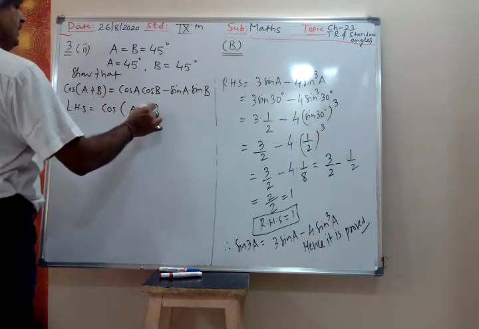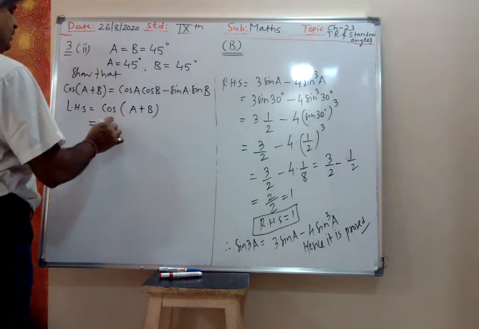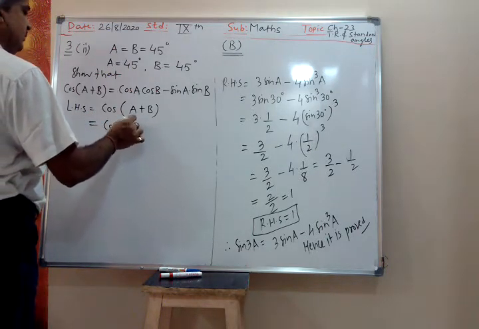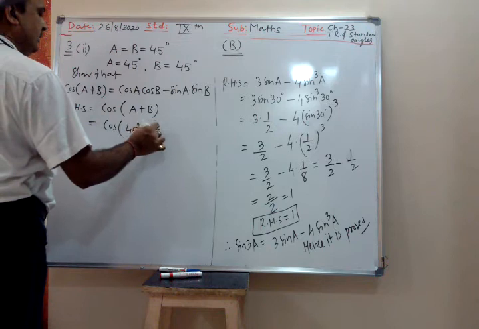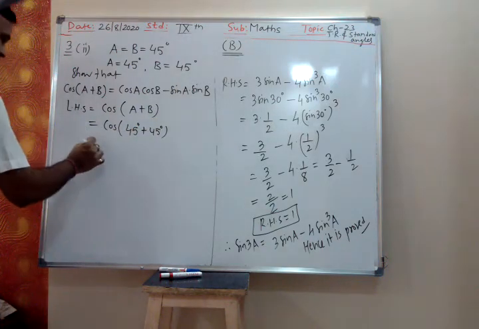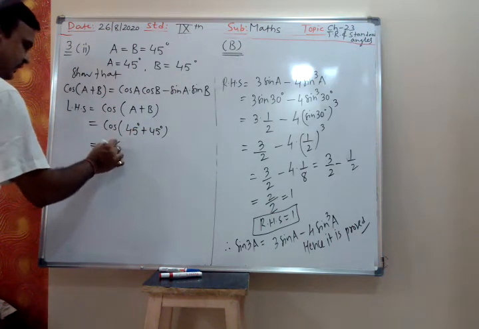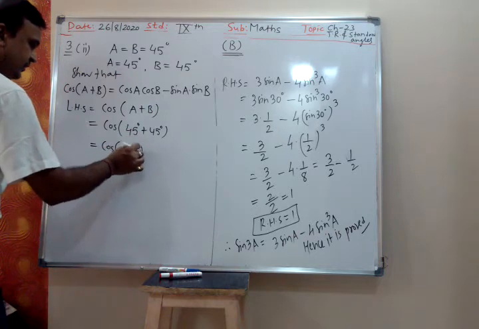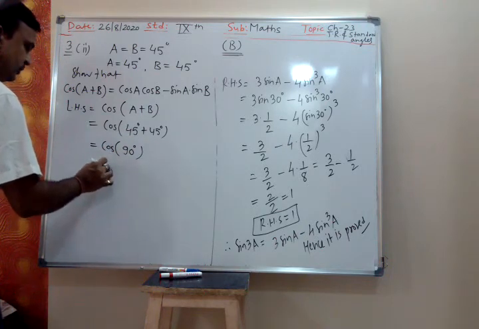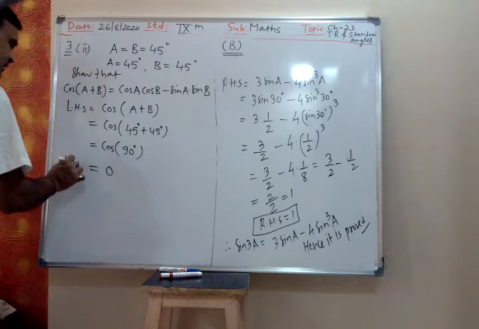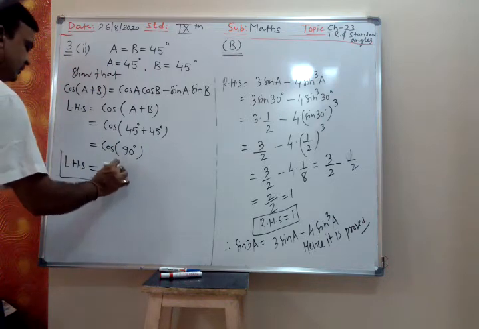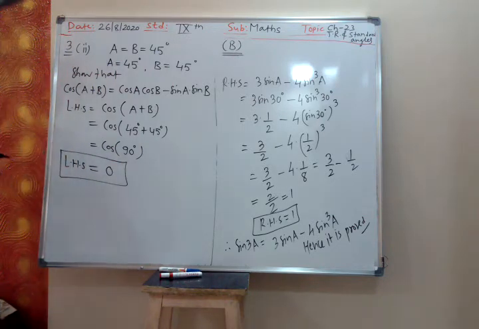Now put the value of angle A and B. A is 45 degree, B is 45 degree, 45 degree plus 45 degree is 90 degree. If you see the table, cos 90 is 0, sin 90 is 1. Clear? Cos 90 is 0.